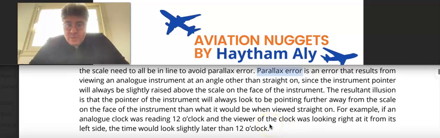Okay, everybody? So again, the parallax error is an error that results from viewing an analog instrument. It is more familiar with an analog instrument when you see the instrument at an angle other than straight on.